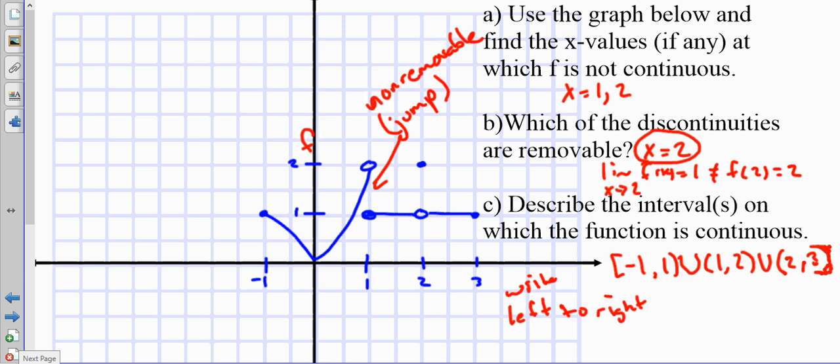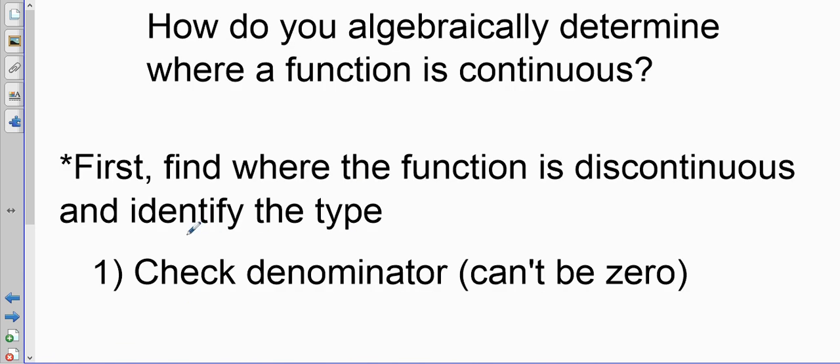All right, cool. Let's try some other. How do you algebraically determine whether a function is continuous or not? Well, we did some graphs. So now how do you do this algebraically? Well, there are some key things you're going to look at, and it's pretty easy. If you did domain, what we did in previous videos, what you basically look for is where undefined values are. And where do you find undefined values?